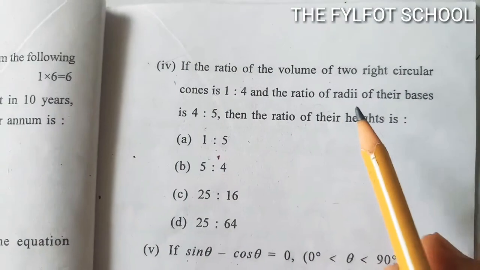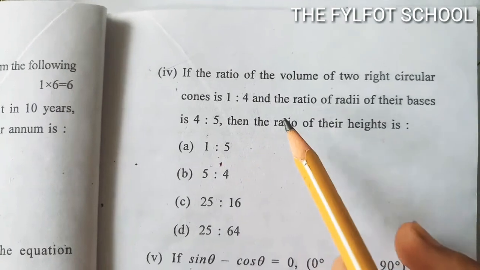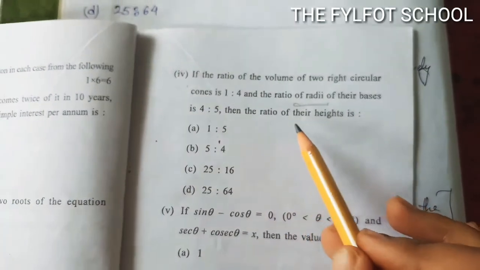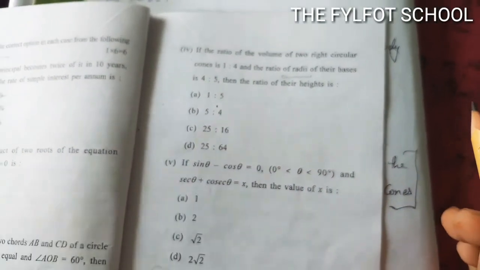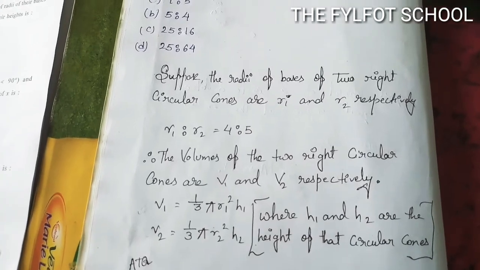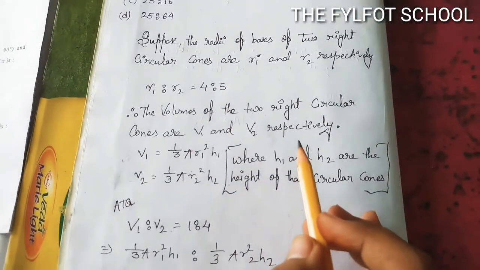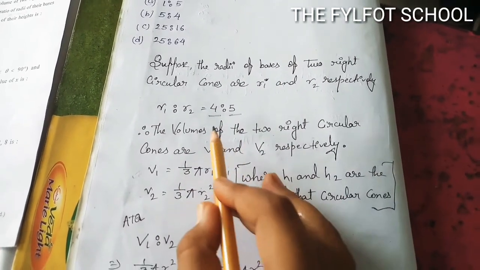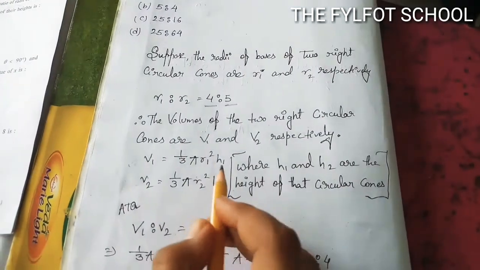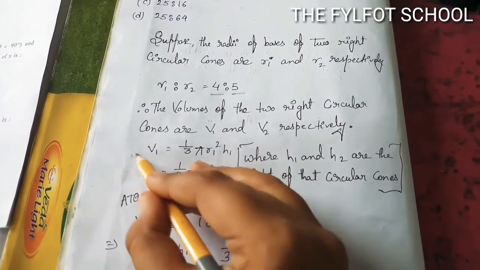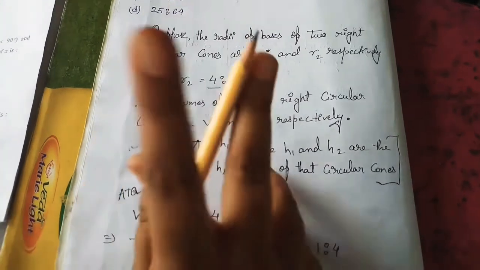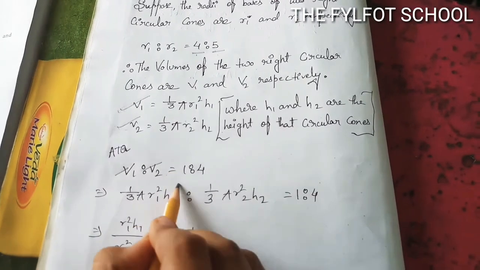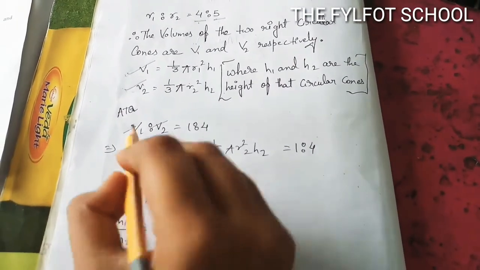Question number 4. The ratio of the volumes of two right circular cones is 1:4, and the ratio of the radii of their bases is 4:5. Then what will be the ratio of their heights? Here is our sum. We get the two radii, 4 and 5, and we have to find out the height. Because of the height we take volume 1 and volume 2. So our ratio is 1:4. This is our formula of volume.